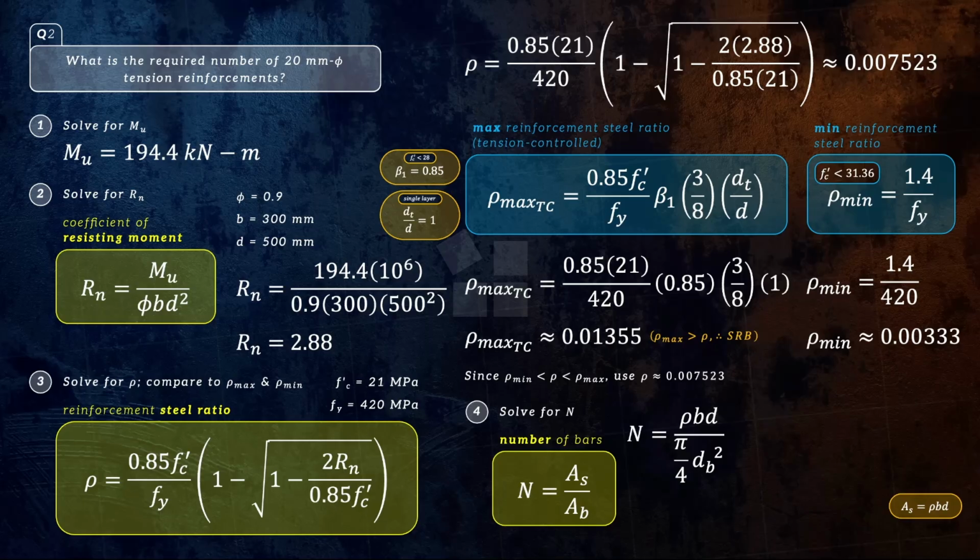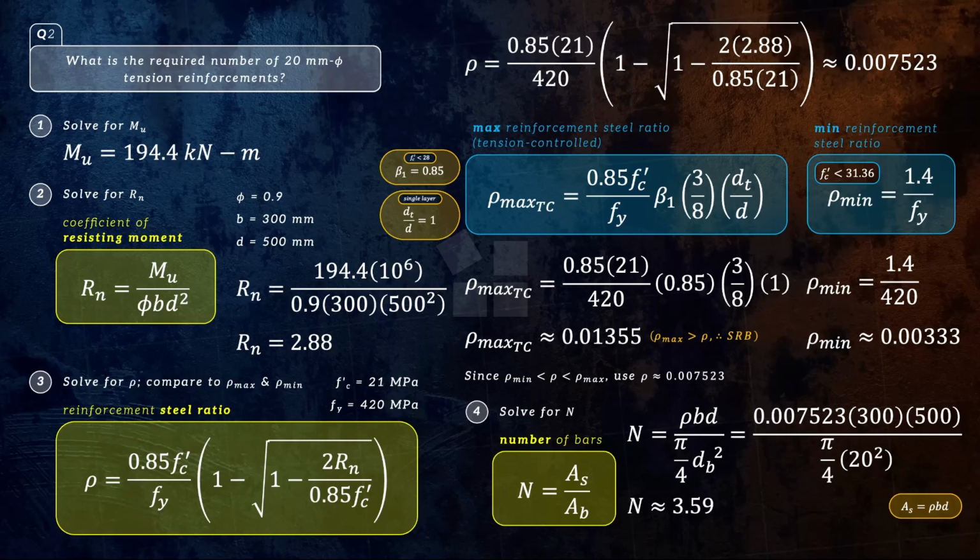Using the given and computed values, we will then have rho being 0.007523 times b being 300 times d being 500 over pi over 4 times db being 20 mm, so we will have times 20 squared. Solving for the value of n, we will get a value approximately equal to 3.59.